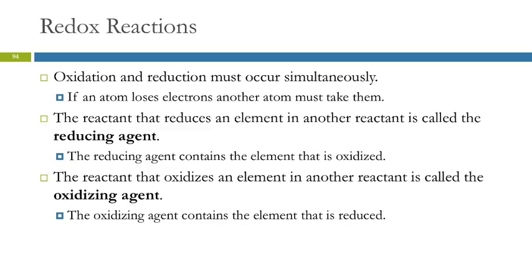So oxidation and reduction have to occur simultaneously, because if one is gaining electrons, somebody else must have provided those, even if it's just a partial thing. Okay, so we've got something being oxidized and something enabling that to be oxidized. We've got something being reduced and something else enabling it to be reduced. So we're going to introduce agents.